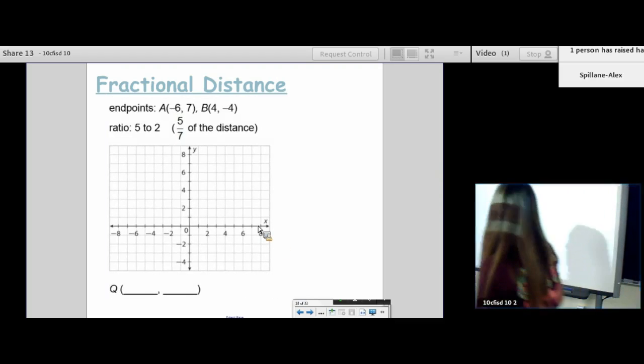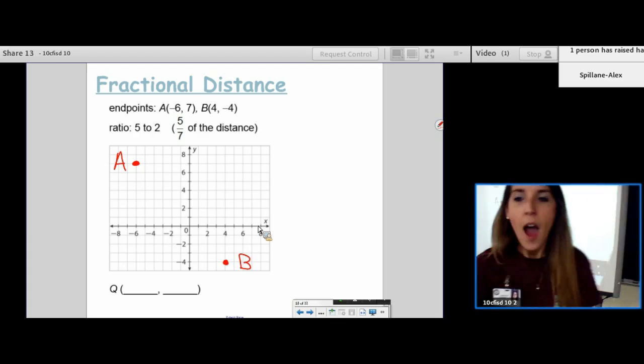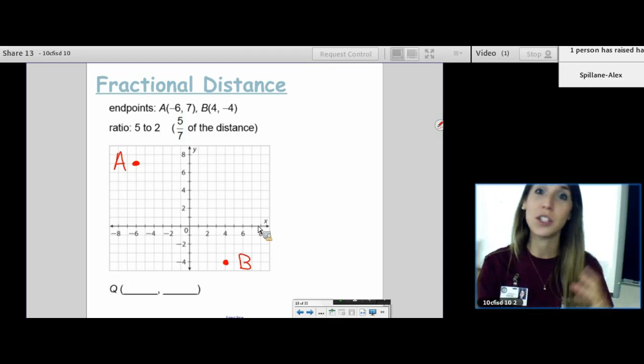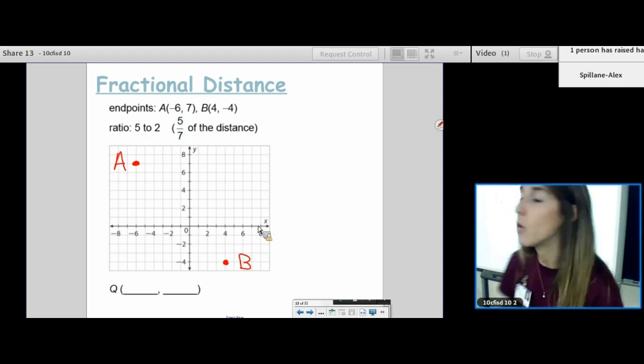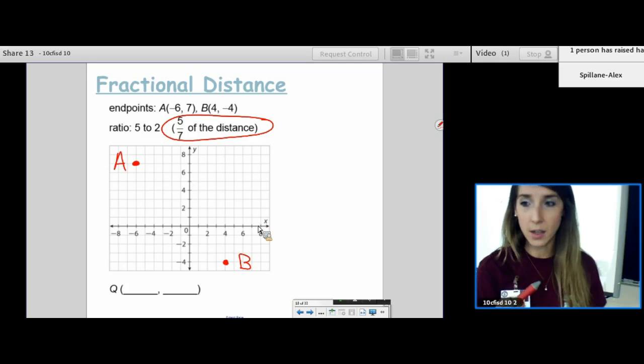Okay, here we go. Let's find the fractional distance, and our endpoints are -6, 7. That's A, and 4, -4. That's B. All right. I don't want the midpoint. I don't want 1/4 of the way or 1/8 of the way. Those are easy. Those are just midpoints of midpoints. I want 5/7 of the way. And that's where it gets a little bit ugly.